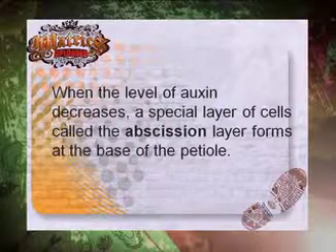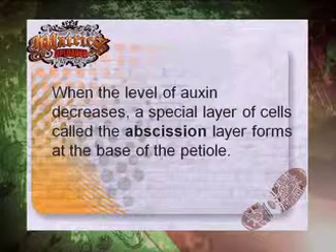When the level of auxin decreases, a special layer of cells called the abscission layer forms at the base of the petiole. These cells become corky and waterproof, which kills the leaves. The leaves then drop off the plant. It is called abscission when leaves or fruit fall due to a decrease in levels of auxin.